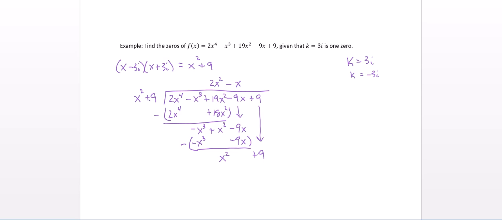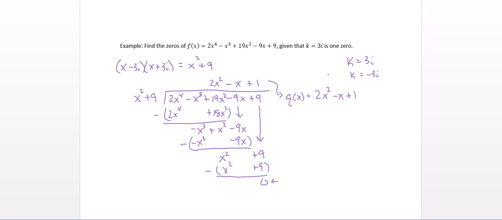One more time, since x squared and x squared, we know we still can divide a little bit. What do I multiply x squared by to get x squared? And it is a 1. When I multiply x squared plus 9, draw the line, minus sign, remainder of 0. And I knew that, because we had zeros, I knew my remainder was going to be 0. But I now have my quotient, which is 2x squared minus x plus 1.